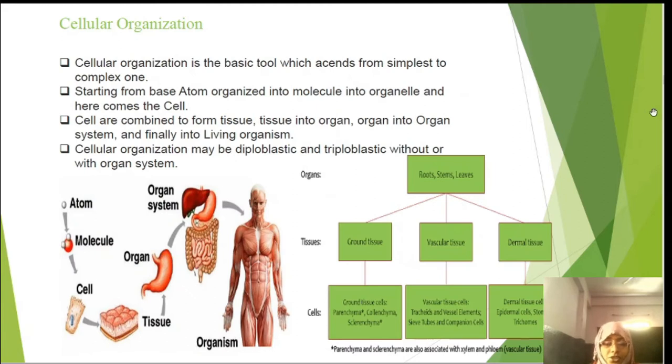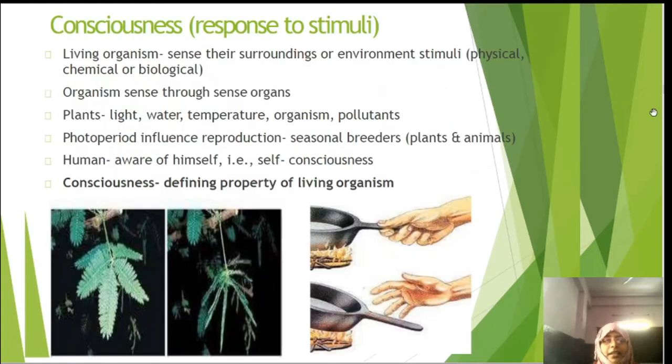Next, we have cellular organization, which is how cells are organized in a particular body or plant. In our body, it is atom to molecule to cell to tissue to organ, organ system, and then the whole organism. Whereas in plants, roots, leaves and stem form tissues, and those tissues comprise cells. All these cells combine to form a single plant. Next, consciousness is nothing but a sense of anything. When we touch some hot material, we take off our hand. That is consciousness. Each and every living organism has consciousness. In fact, plants also have some consciousness.